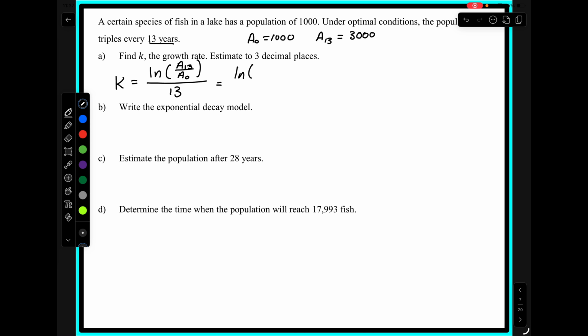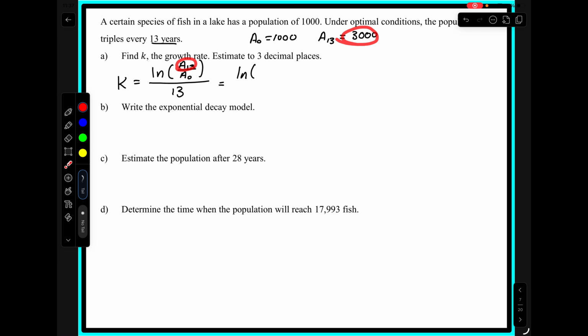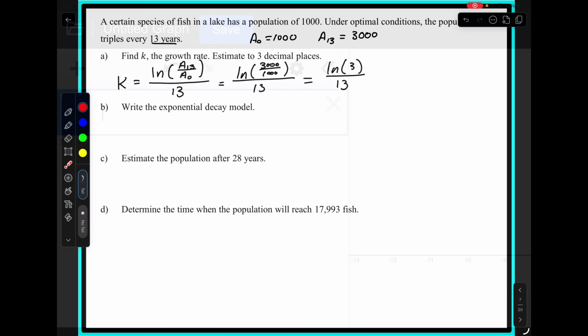Since we're dividing this amount by that amount, it simplifies to 3. So we can simply get 3,000 divided by 1,000 and divide that by 13 years. So we're essentially getting the natural log of 3, not 13, and that answer being divided by 13.